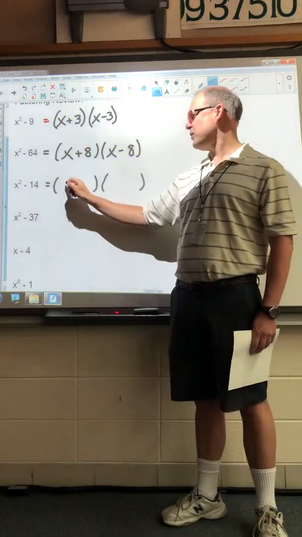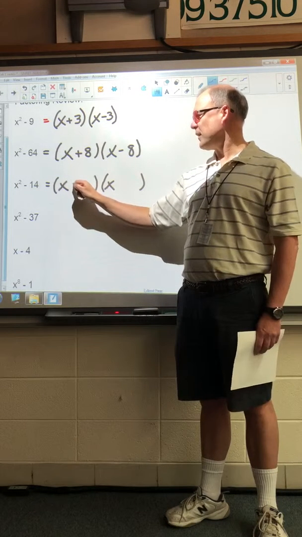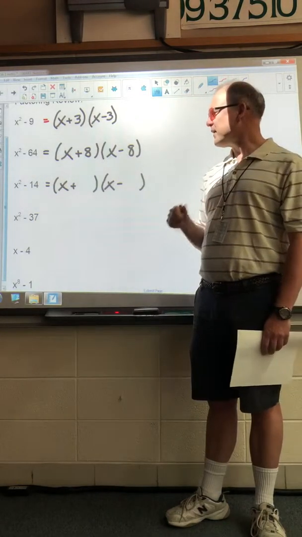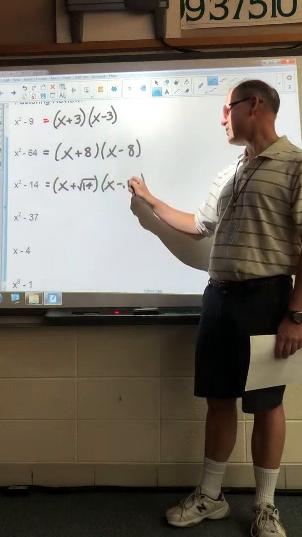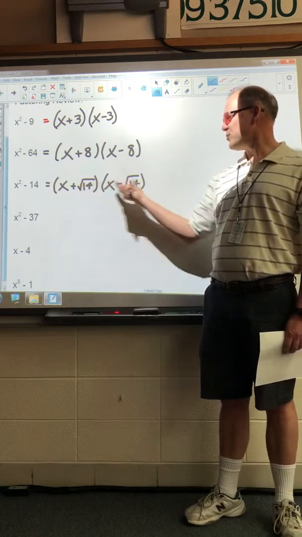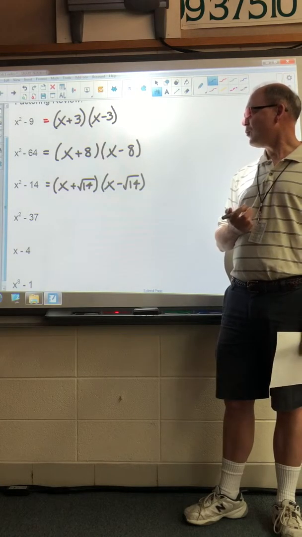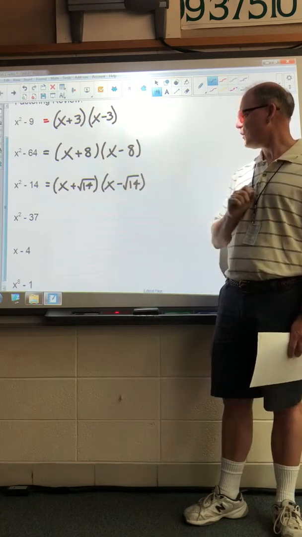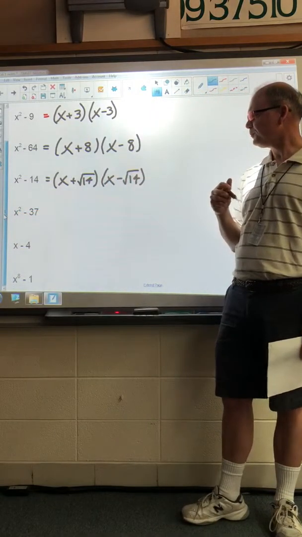so the square root of x squared is x. And then we've got the square root of 14. And that cannot be simplified, so we'll just write it as plus or minus the square root of 14. When you multiply those together, you'll get negative 14, right? And so factoring does not necessarily need to involve integer values. We can factor with some irrational values there.